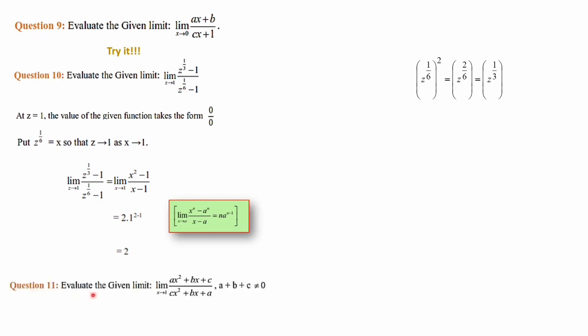Next is question number 11. Evaluate the given limit. Limit x tends to 1, ax square plus bx plus c by cx square plus bx plus a, where a plus b plus c not equal to 0. This is a direct question. This you will try as homework. On to question number 12.